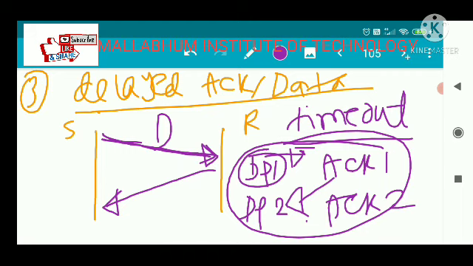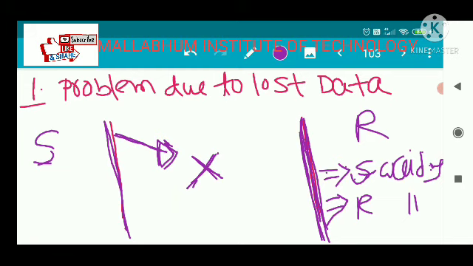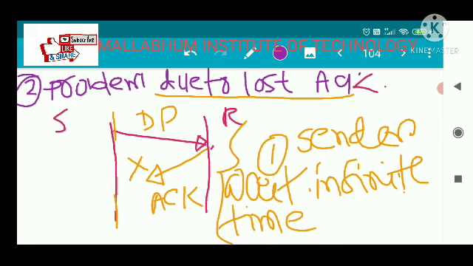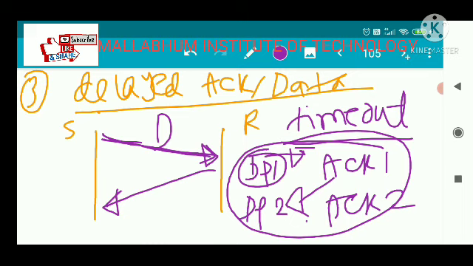So there are three kinds of problems. Due to lost data, the sender and receiver both have to wait an infinite amount of time. Due to lost acknowledgement, the sender has sent the data but the acknowledgement is lost, so the sender waits an infinite amount of time to get an acknowledgement from the receiver. Due to delayed acknowledgement or data, after the timeout on the sender side, a delayed acknowledgement might be wrongly considered as the acknowledgement for another data packet. So these are the three problems.